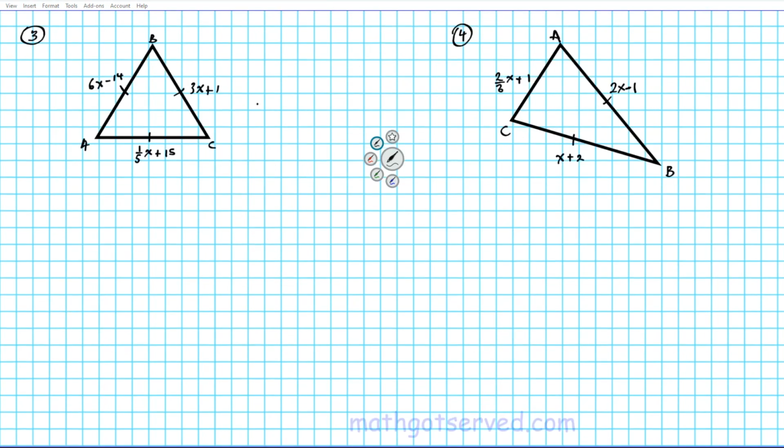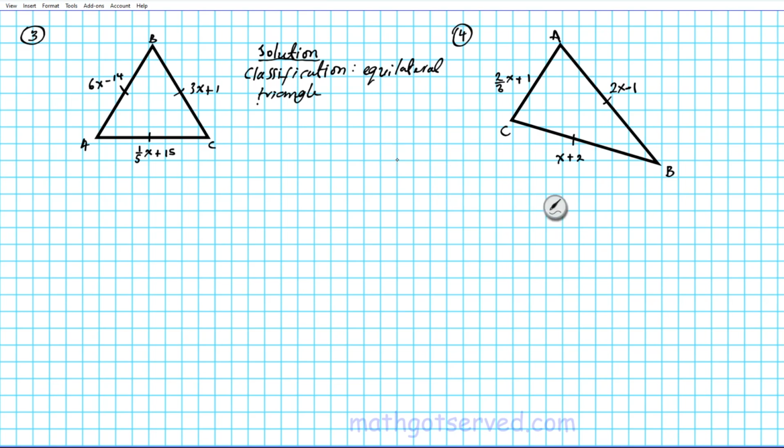All right, let's take a look at question number 3. We're going to start out by carrying out a classification. So how would we classify this triangle? You notice all three sides are marked, just like question number 2. So the classification is, this is an equilateral triangle. All right, a triangle where all three sides are congruent, equilateral triangle.